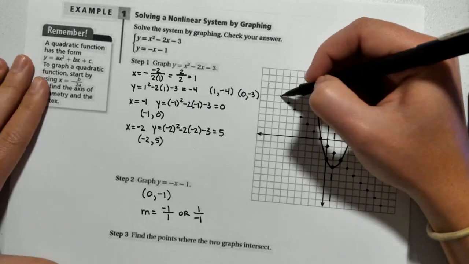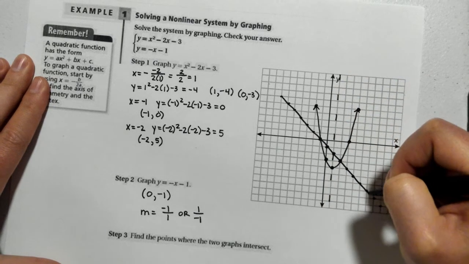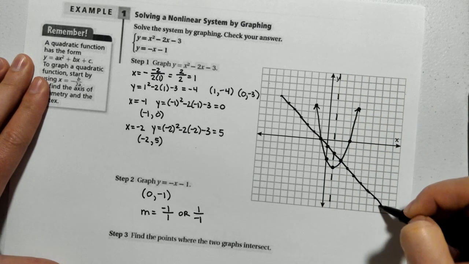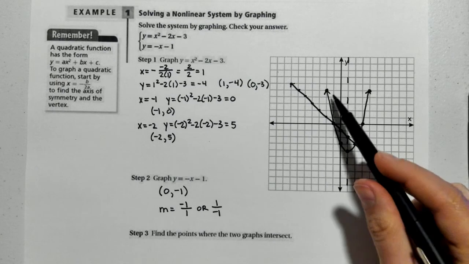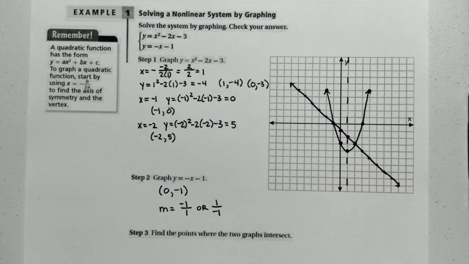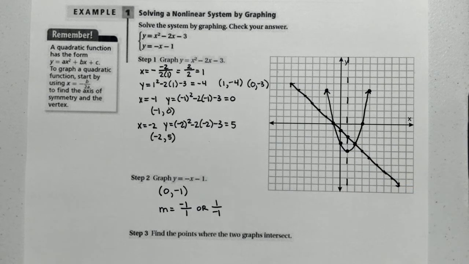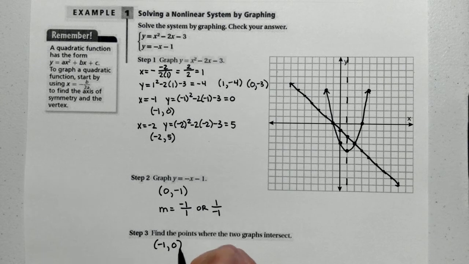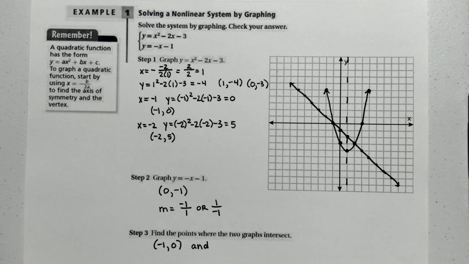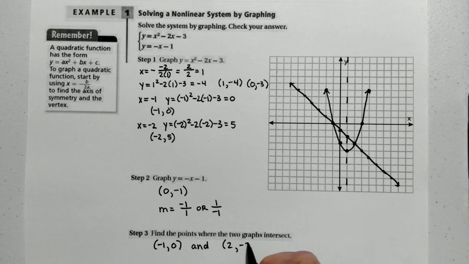So then from here, I'm going to go ahead and connect my dots. Now I recommend using a straight edge to connect them. So that is my linear equation. So I have my parabola, my quadratic, and then my straight line, which is my linear equation. So you see that they intersect here and here. So I just need to name those points. So this is negative 1, 0. So that's one solution. And the other coordinate, this guy is 2, negative 3. So those are the two solutions to this system.